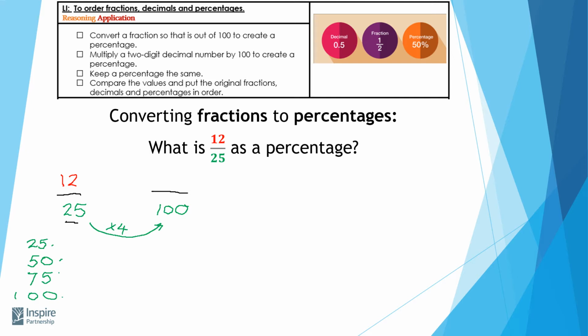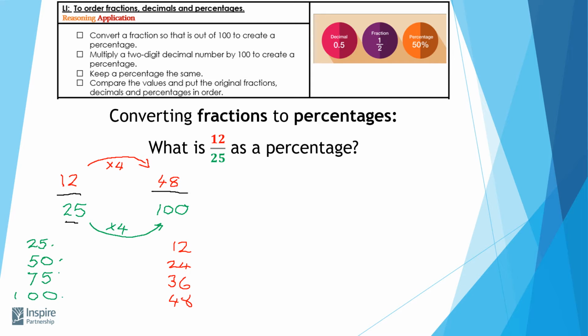Now remember, whatever you do to the denominator, you must do exactly the same to the numerator. So I'm going to multiply 12 by 4. Well, let's write out our 12 times tables again, just so that we are clear on what that works out as. So we've got 12, 24, 36, and 48. So 12 times 4 will give me 48 over 100.